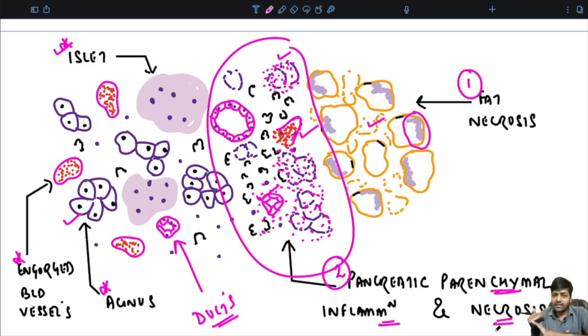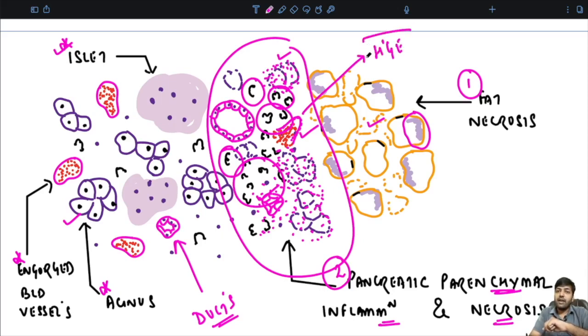So necrosis of the acinar cells and necrosis of the ducts is there. To some extent, necrosis of the pancreatic islets is there, and very important, you can see the presence of acute inflammatory cells. You can see the presence of an excessive amount of neutrophils over here. These are the most important features. So we are seeing fat necrosis, and pancreatic parenchymal inflammation characterized by necrosis. Not only that, we are also seeing the hemorrhage, the intraparenchymal hemorrhage as well. These are all the features characterizing acute pancreatitis.